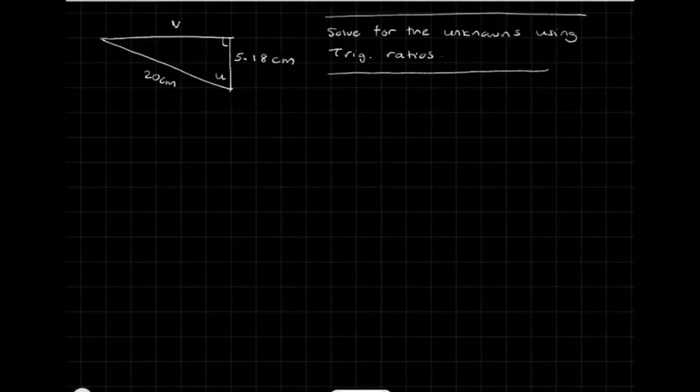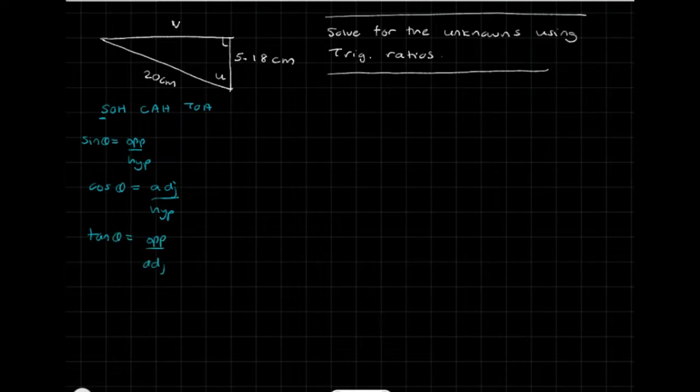All right, let's solve for the missing unknowns, v and u, using some trig ratios. So this is a right angle triangle, so we can use our primary trig ratios, and we can use SOHCAHTOA, this mnemonic, right? Sine theta is opposite over hypotenuse. Cosine theta is equal to adjacent over hypotenuse, and tan theta is the opposite side over the adjacent side. So this is what you want to keep in mind.